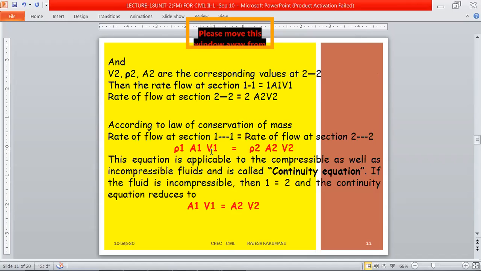Now this equation is applicable to compressible as well as incompressible fluids, and is called the continuity equation. If the fluid is incompressible, then Rho1 is equal to Rho2, and the continuity equation reduces to A1 V1 is equal to A2 V2. So the continuity equation is applicable to compressible and incompressible fluids. Whenever the fluid is incompressible, density 1 is equal to density 2, Rho1 is equal to Rho2. Thereby the continuity equation becomes A1 V1 is equal to A2 V2 for incompressible fluids. Okay, right?